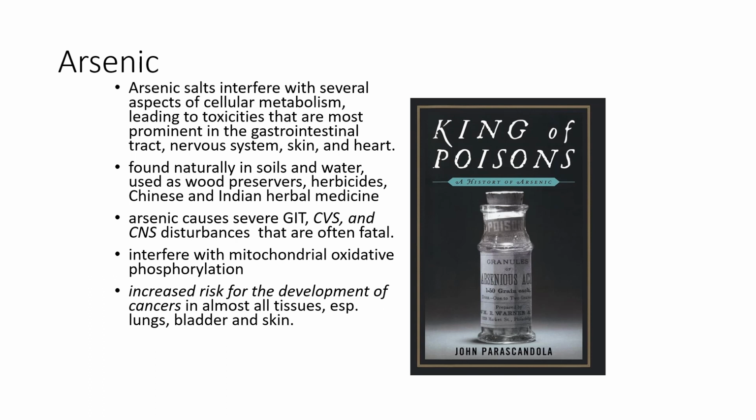Arsenic interferes with several aspects of cellular metabolism and can lead to toxicities in the GIT, nervous system, the skin, and the heart. Arsenic is found naturally in soils and water and used as wood preservers, herbicides, Chinese and Indian herbal medicine. It can cause severe GIT, CVS, and CNS disturbances that are often fatal. It can interfere with mitochondrial oxidative phosphorylation and can cause hypoxia. It can increase risk for development of cancers in almost all tissues, especially the lung, the bladder, and the skin.